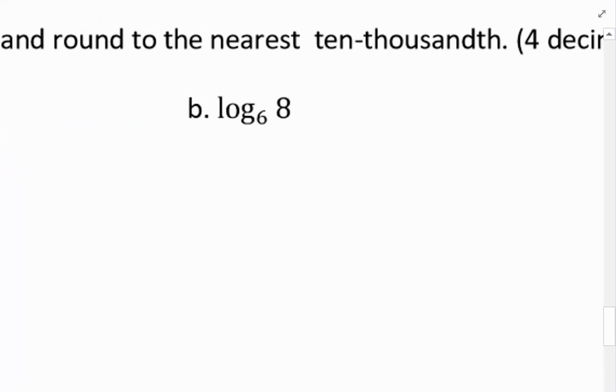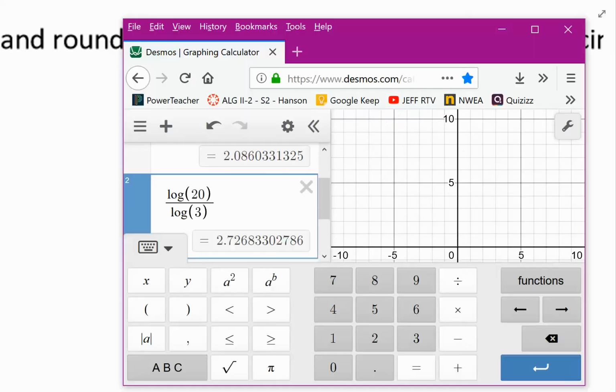Problem B, same thing. You write log base 10 of 8 over log base 10 of 6. I did it correctly, first try. So we'll put that in the calculator. The base 6 goes down in the basement on the bottom of the fraction. Log 8 divided by log 6.